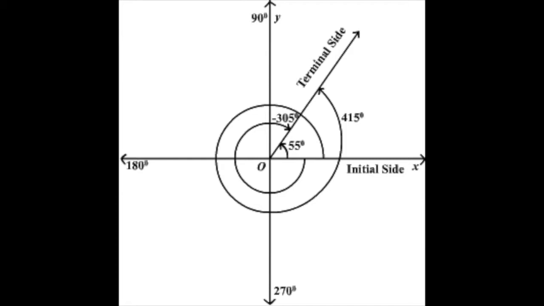So let's say we're already at angle 55 degrees. Every time we would add 360 degrees or subtract 360 degrees, we would end up at the same place as we were before. Now all those angles that will end up leaving us with the same terminal arm in the same position are known as coterminal angles.